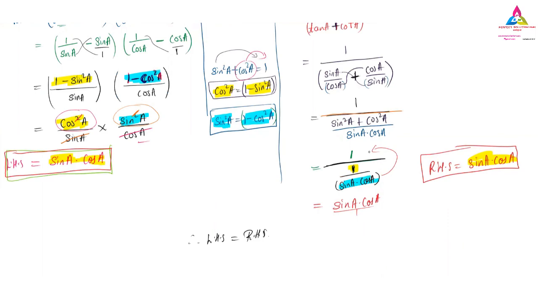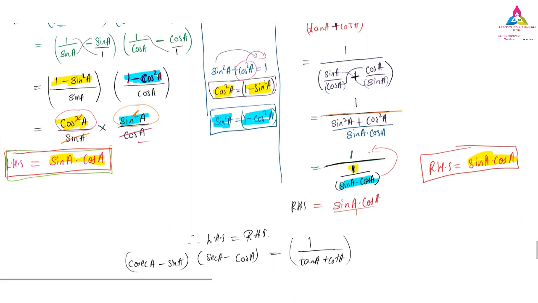The same rule once again: cosecant A minus sin A multiplied with secant A minus cos A is equal to 1 divided by tan A plus cot A. That is your final answer, because we have proved the left hand side is equal to the right hand side. So if anyone has a doubt, you can ask me, not a problem.